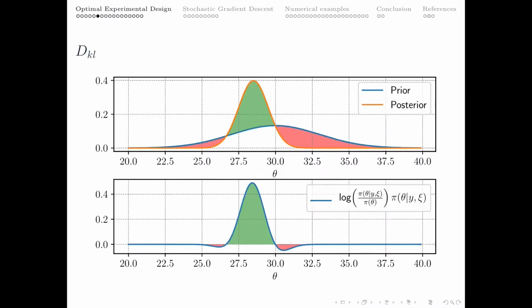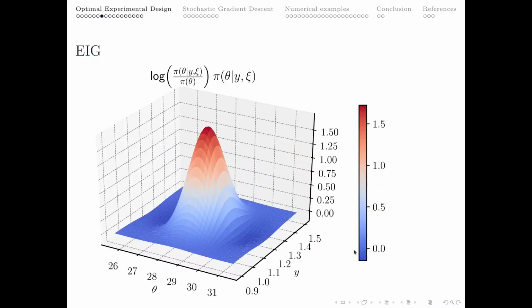To illustrate these concepts, I am presenting you here a case where we perform some observation, then we have a posterior and a prior, and here I have the integrand of the Kullback-Leibler divergence. So the quantity that we are interested in, the Kullback-Leibler divergence here, is the difference between the green area and the red areas. Now if we consider all the possible observations that we can make, then we have a surface like this, and the integral of this surface is the expected information gain that we are trying to maximize.